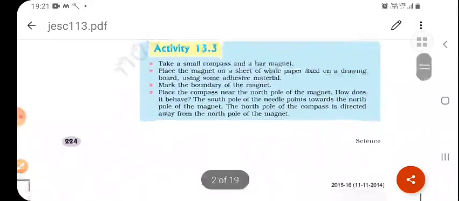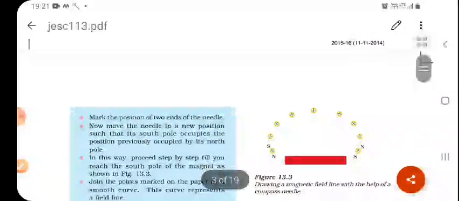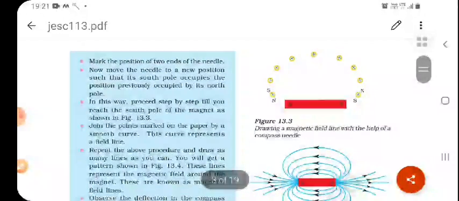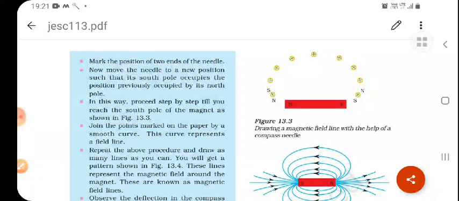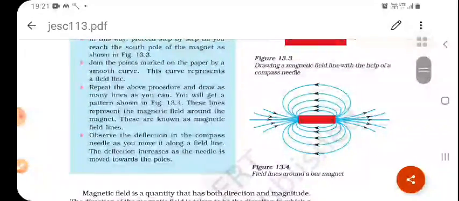Okay, so by taking a small compass and a bar magnet, we can also show the deflection and formation of the field lines. Draw a magnetic field line with the help of a compass needle. Here we can make the magnetic field lines. These are the field lines around a bar magnet. You can see here that inside, the direction of the field lines is from north to south, and outside the field lines are from south to north. So here is the field line diagram. It is an important diagram, the field line pattern of a bar magnet.